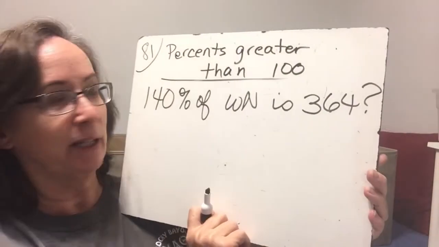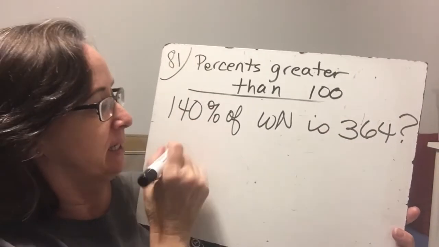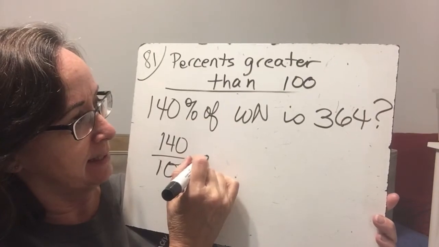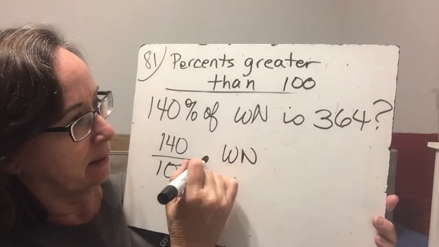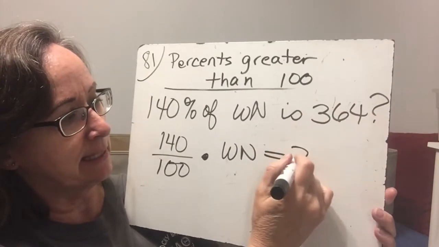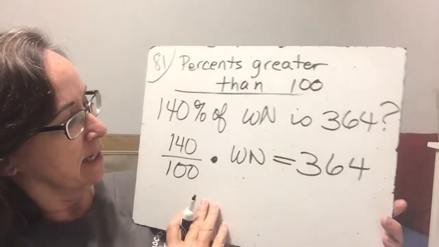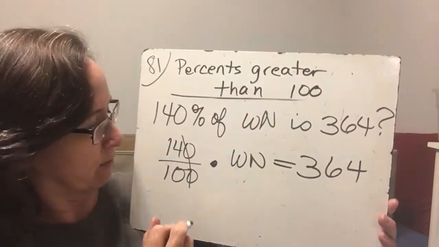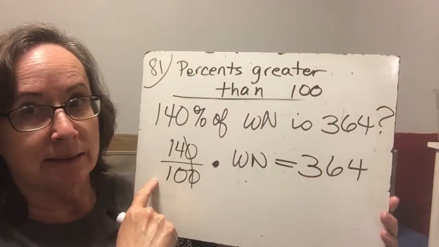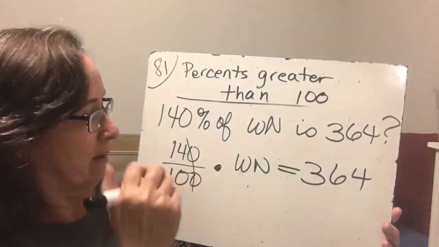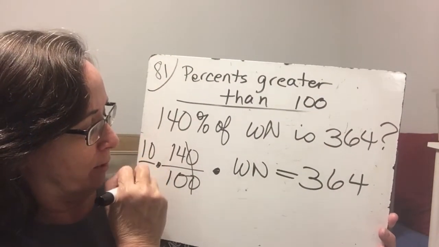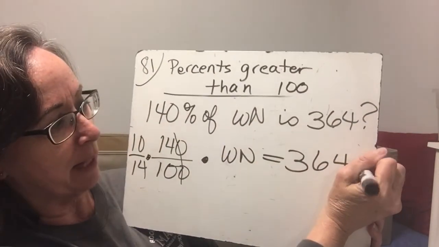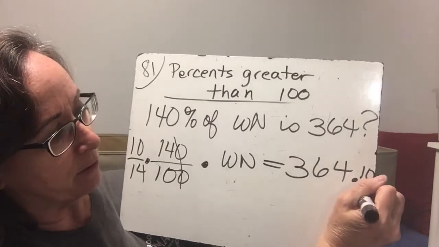Okay, so on this one, we're going to use the method I usually use, which is to take 140% and write it with a 100 on the bottom. Of is times what number is equal to 364. Instant equation. Okay, so now remember, my job is to get the what number by itself. Let's clean this up just a little bit, take those zeros off. And then I want to get rid of this. So I'm going to multiply by the reciprocal, 10 over 14. I could simplify it first, but I don't have to. And so over here, I have to multiply by the same thing. Whatever I do to the left, I must do to the right.